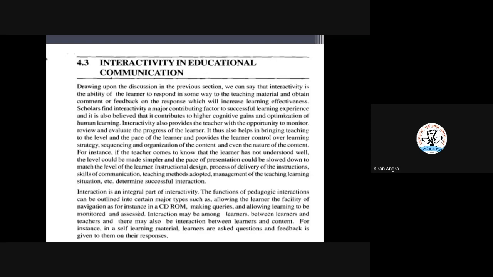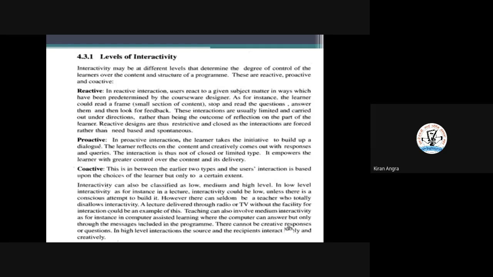So what are the levels of interactivity? The level of interactivity is basically understood by the degree of control the learner has over the content and structure of the program. How much I am interacting with you will show how much you have learned, and how much content you have understood.